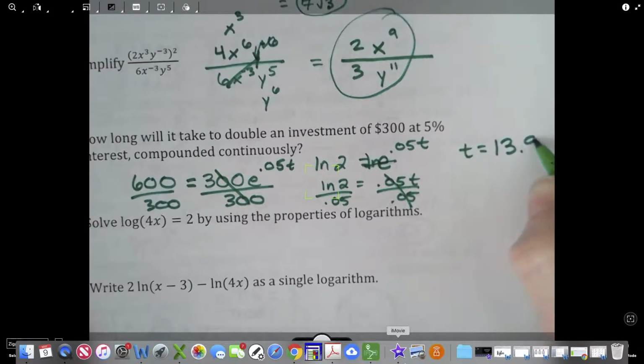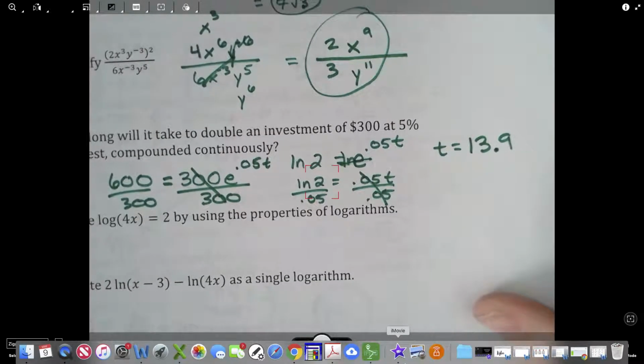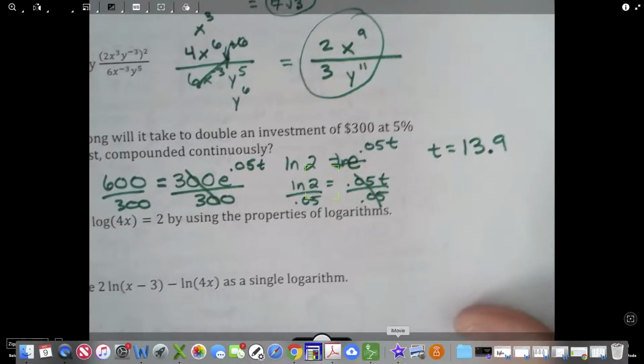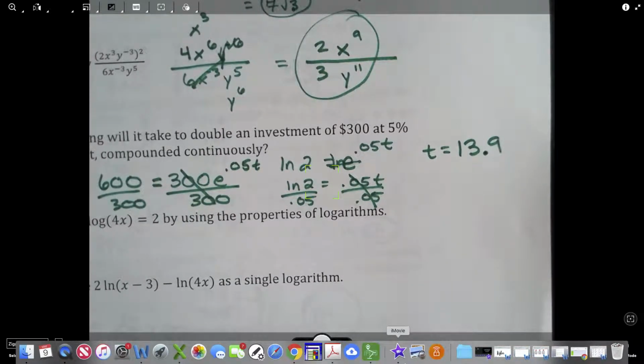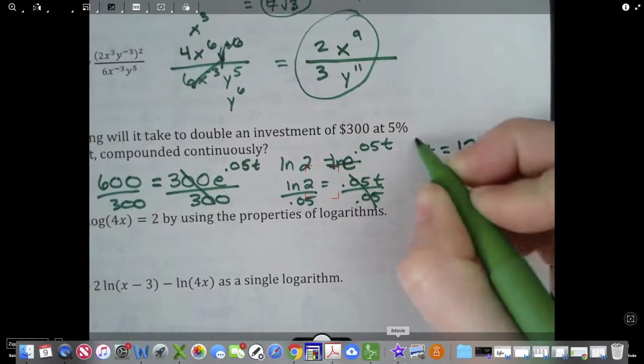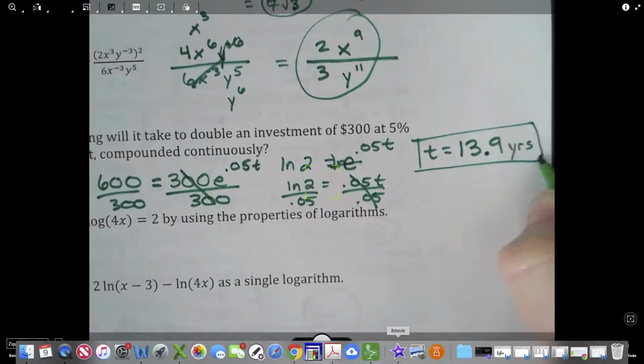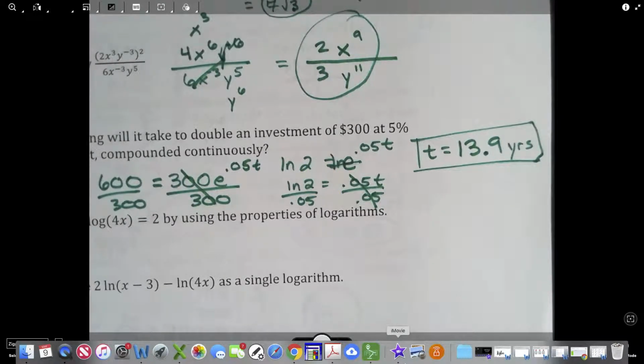13.9. Okay, what did we just solve for? Years, right? That's how many years it will take for that investment to double. That seems pretty appropriate. How do you know it's years, though? Compound continuously, that equation is set up so that your time is always in the units of years. Yep, so continuous compounding is set up annually. Good question.